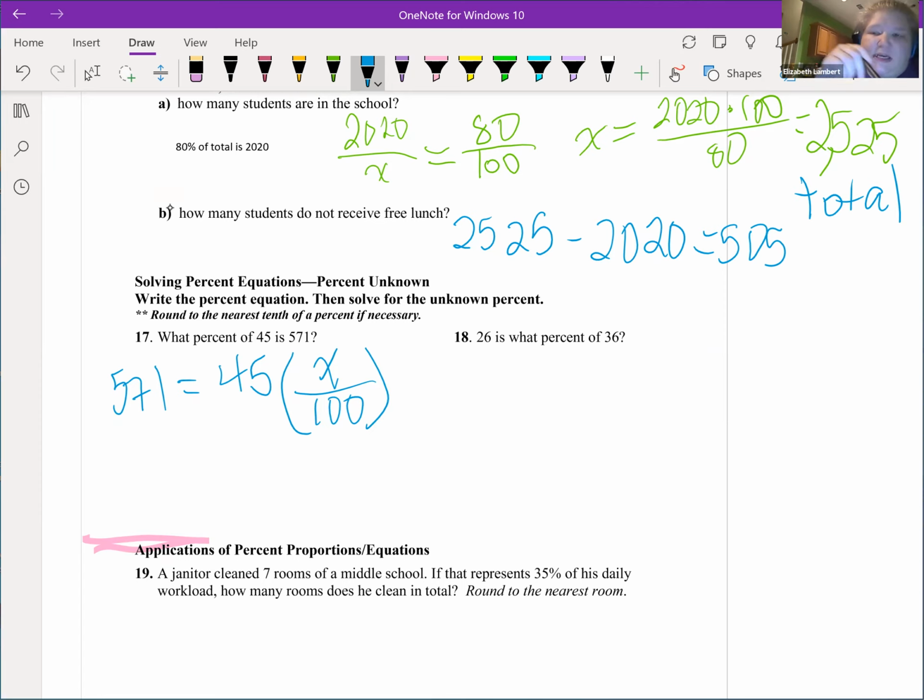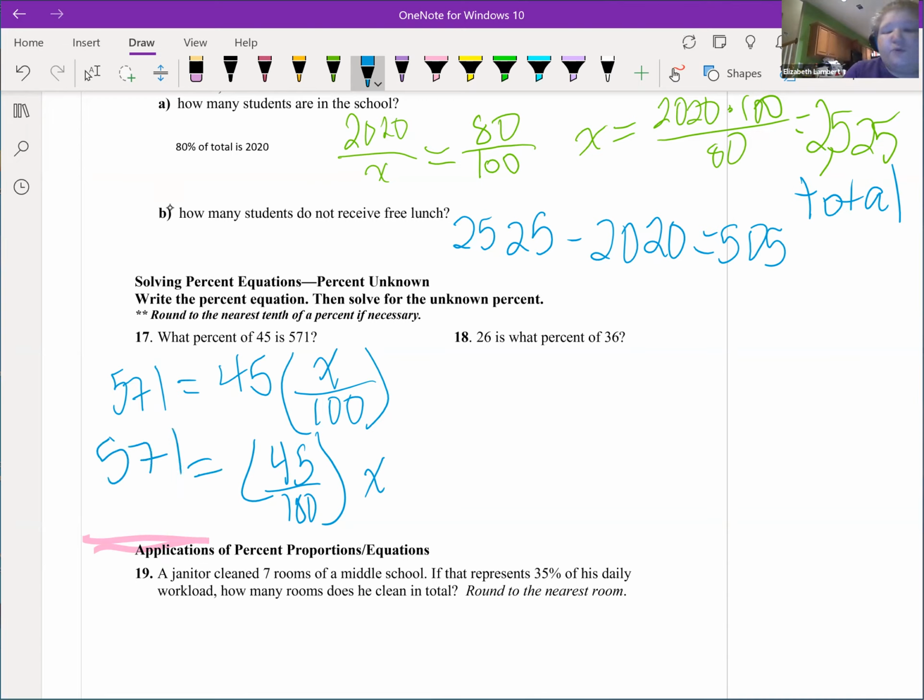So 45 times x over 100, you could rewrite this as 45 over 100 times x. Multiplication and division are the same order. So rearranging it is okay as long as the number we're dividing by is the same. So I said 45 divided by 100 times x is the same as 45 times x divided by 100. The 100 is still divided by, the rest of them are being timesed. It's fine.